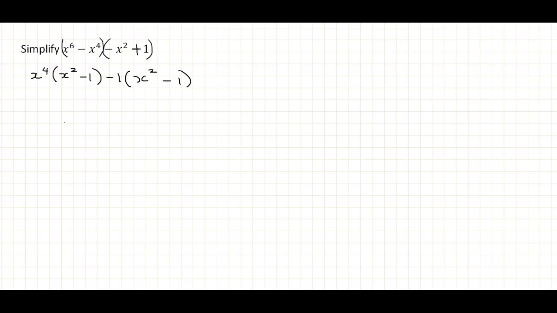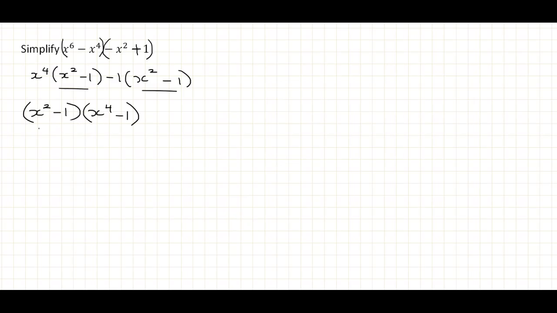Okay. So now what we've discovered is our greatest common factor here is x squared minus 1, x squared minus 1, and then the other factor is x to the power of 4 minus 1.